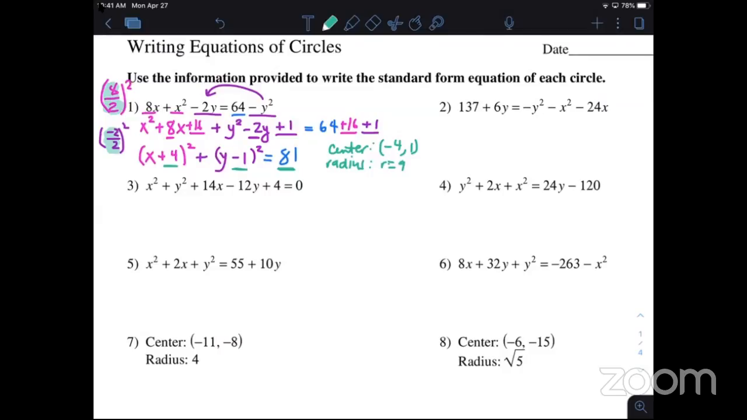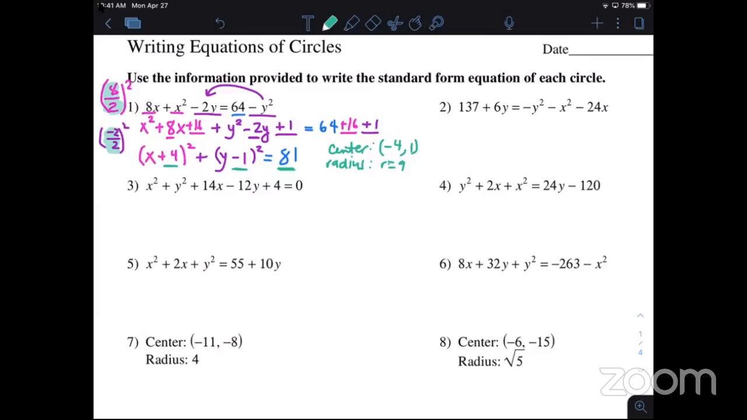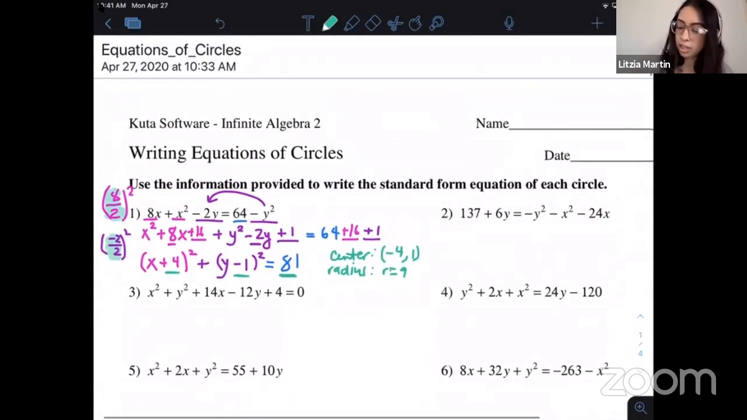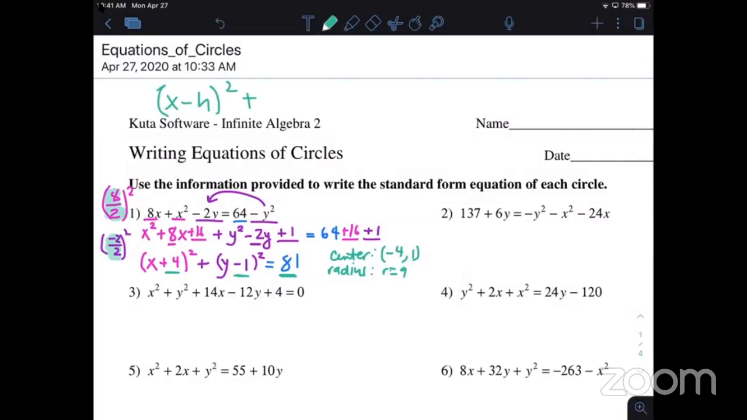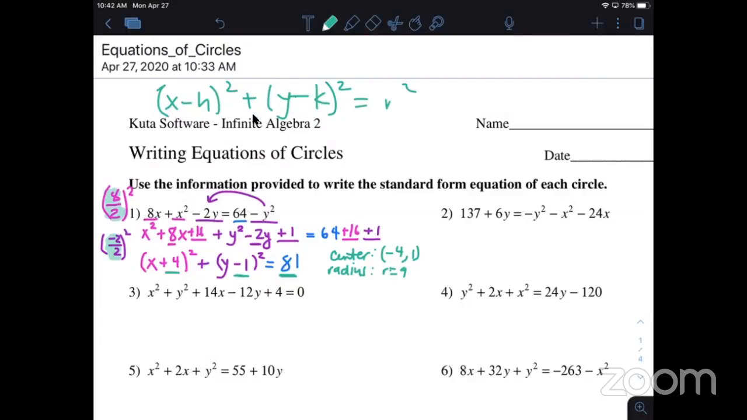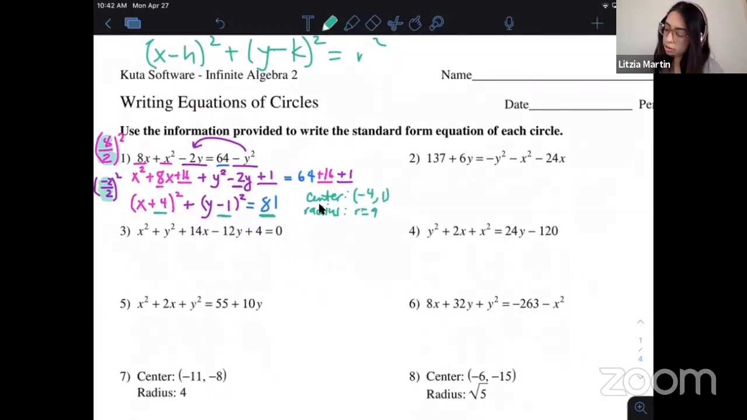So we're just trying to get the left side, or whatever side has the variables, to be perfect squares. Yeah, that's the goal. We want it to be in this exact form. So the form that is x minus h squared plus y minus k squared, equal to r squared. Okay, perfect. So let's do another one. We'll do number 6.